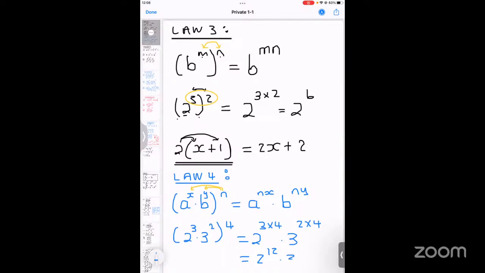Multiplied by 3 to the exponent of 8. Then that is the end of it. Langelihle, did it make sense? Have you got any questions on that one? Yes, it makes sense. No questions. Okay, then it's fine.